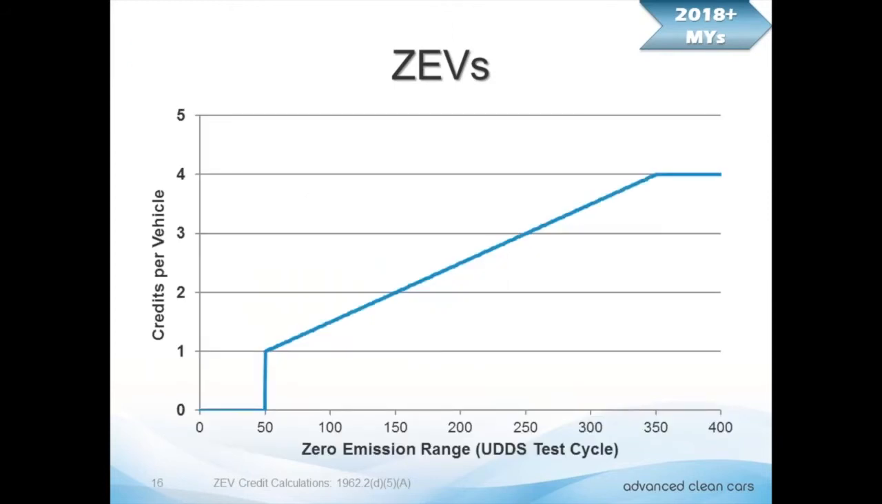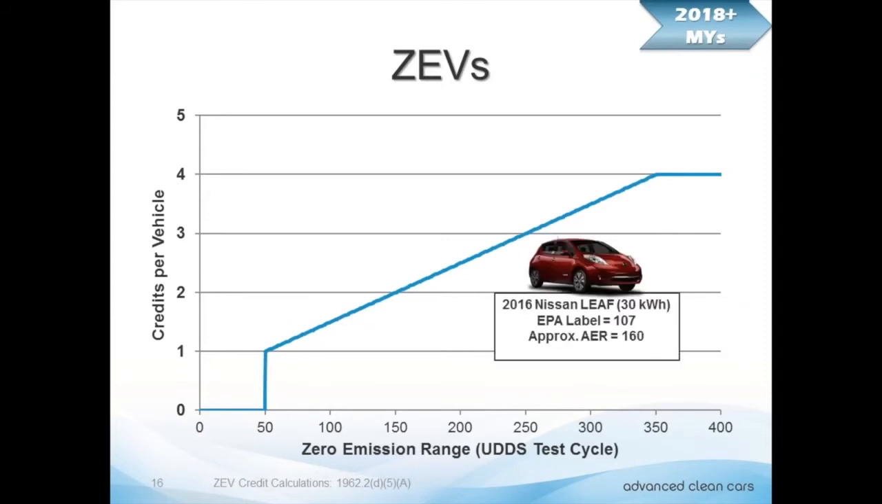I want to highlight a few current ZEVs in order to show you how many credits they would earn under this new credit structure for 2018 and subsequent model year vehicles. For example, the current 2016 model year Nissan Leaf with the larger 30 kilowatt hour battery pack has an EPA label range of approximately 107 miles.